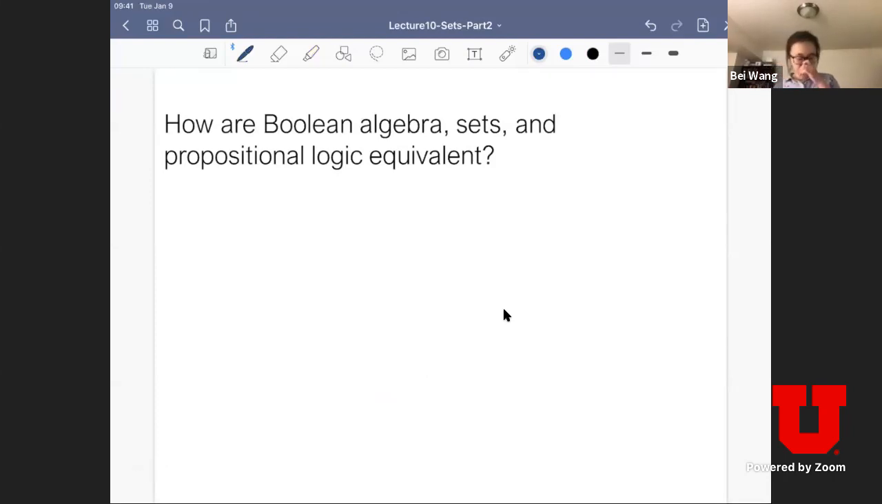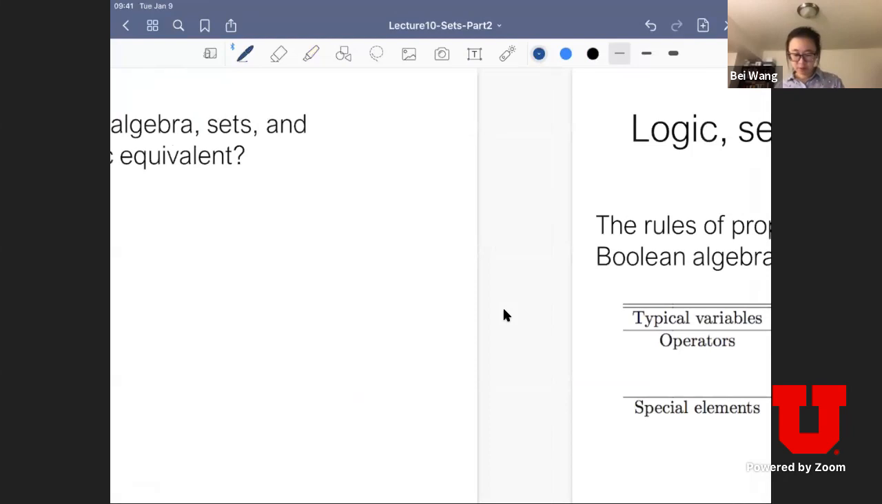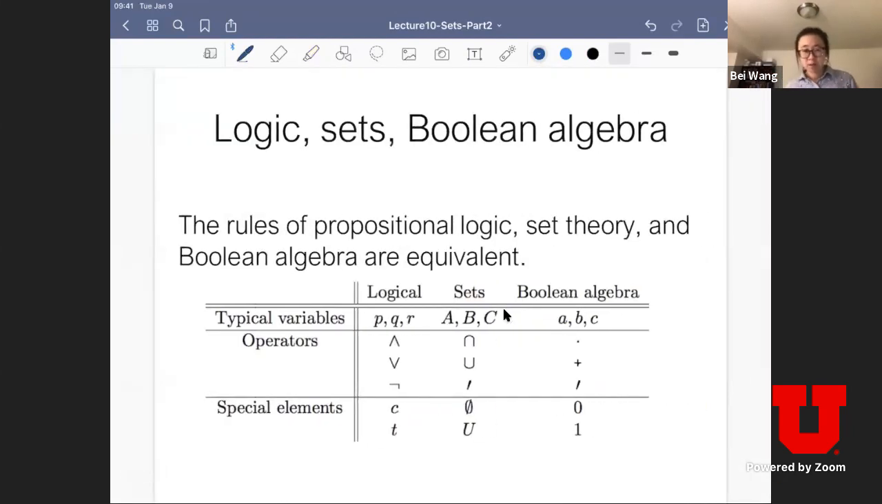So what are the relations between Boolean algebra, sets, and propositional logic, and how are they equivalent? This is a table we're familiar with, right? The logical and corresponds to set intersection, and corresponds to the dot operation in Boolean algebra. Or corresponds to set union, and to the plus in Boolean algebra; it's the or operation. And finally, negation corresponds to not, or complement in sets, and the not operation for Boolean algebra. Okay, so here are some of the basic operations.